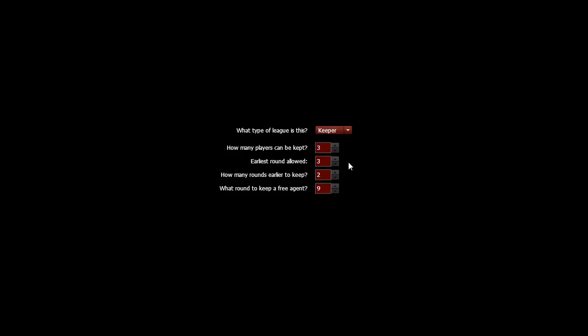The second thing it needs to know is if you have any restrictions on what rounds you are allowed to give up for a player. In this example, I could not give up a first or second round pick for a player.